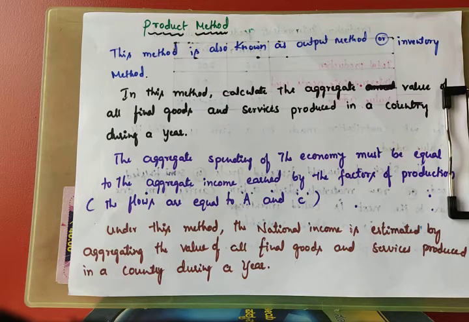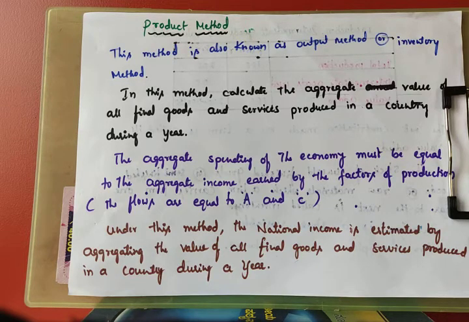Dear students, in the previous class we discussed the product method. These are methods to calculate national income. To calculate national income there are three methods: one is the product method, another is the income method, and the last is the expenditure method. With the help of these three methods only, we can calculate the national income.